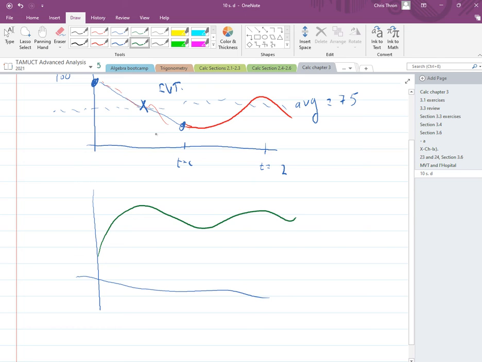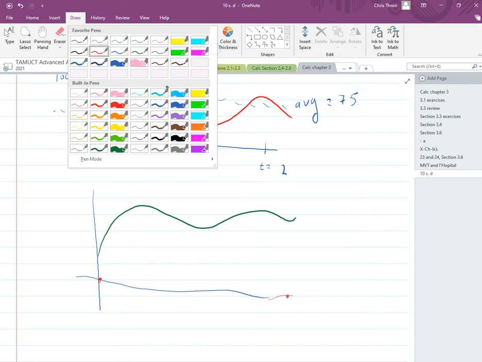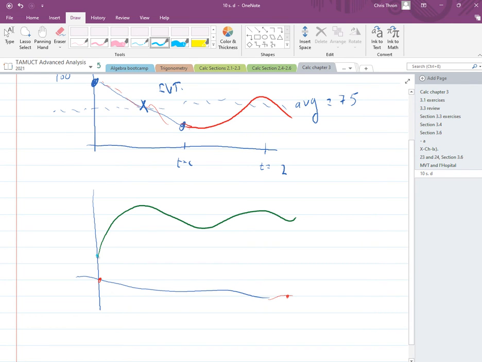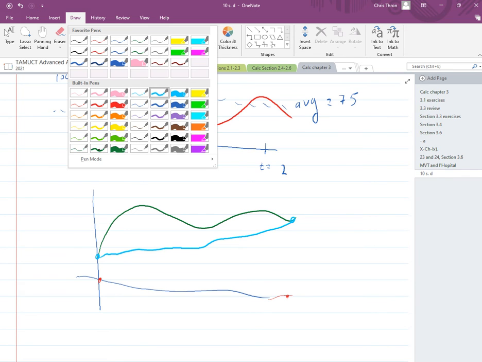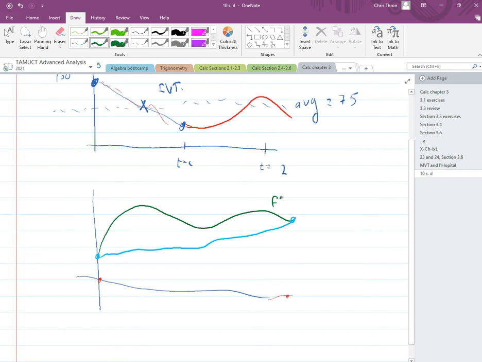Something like that. And I want to transform to the case where the function begins and ends at 0. The way I can do that is I simply take my original function and subtract the line that goes from here. So if the green is my f of t, let me call this line L of t.